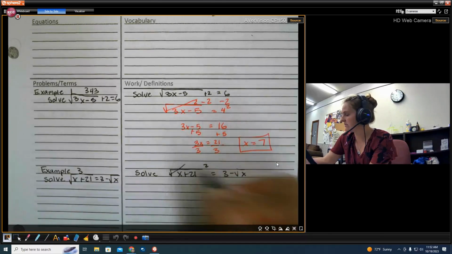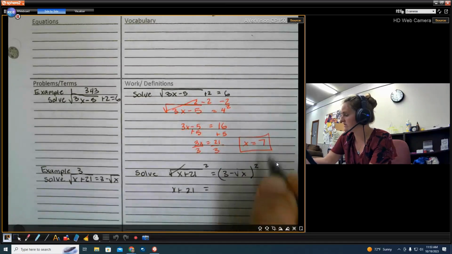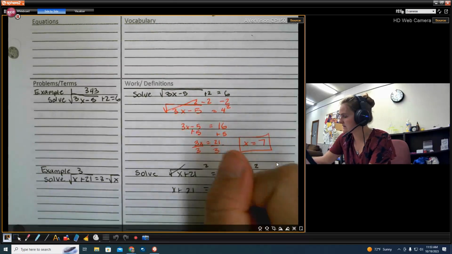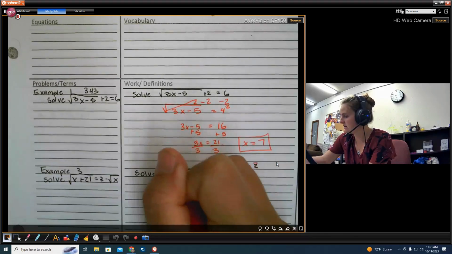So I'm going to square here to get rid of this radical, and I need to square this. So I get x plus 21 equals this squared. So this is going to be a FOIL problem. So 3 minus radical x. Oh, and I'm not in red. My goodness. So I'm going to put all of that in red. Sorry, everyone.